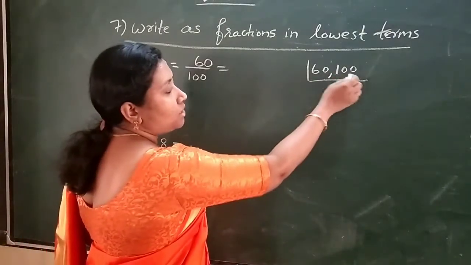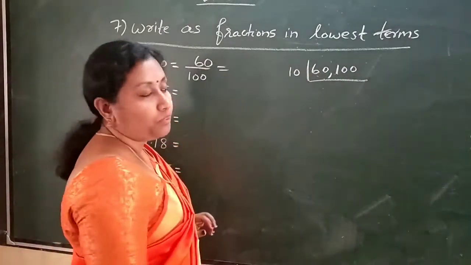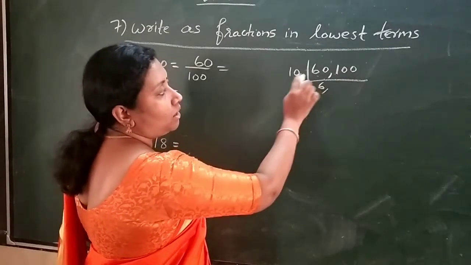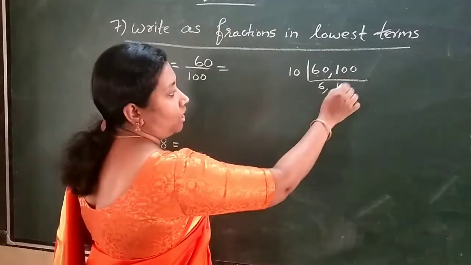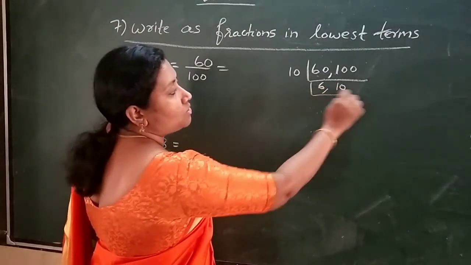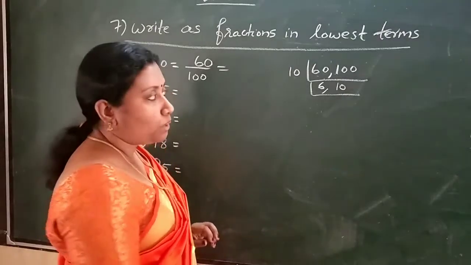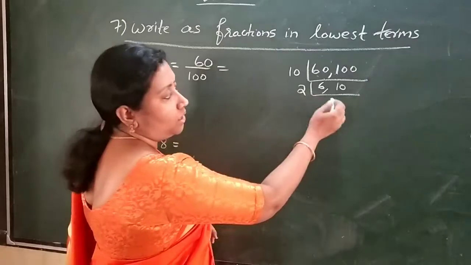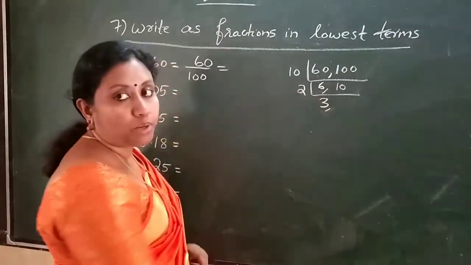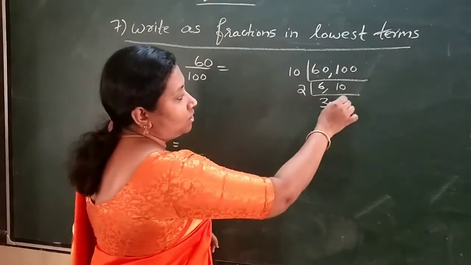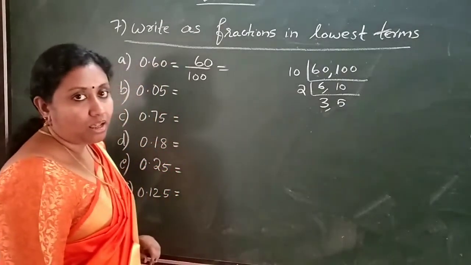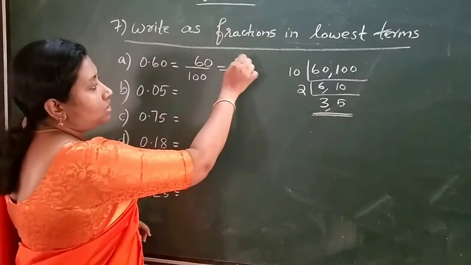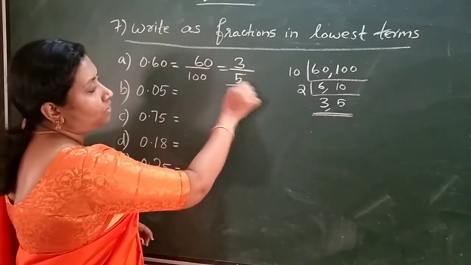Here these two numbers are divisible by 10. Then 60 divided by 10 is 6, and 100 divided by 10 is 10. Again these two numbers are divisible by 2. 6 divided by 2 is 3, and 10 divided by 2 is 5. Any other common factor here? No common factor here. So you just write this last number. That is the simplest form of the given fraction.